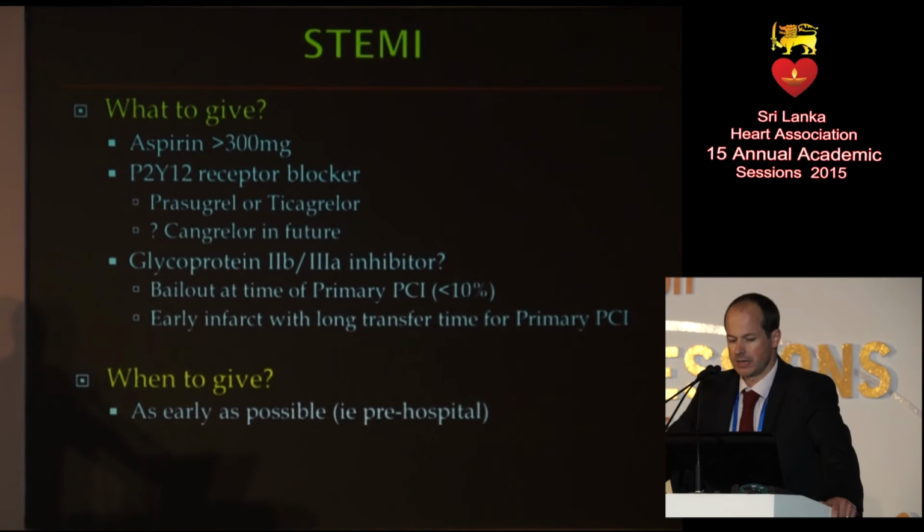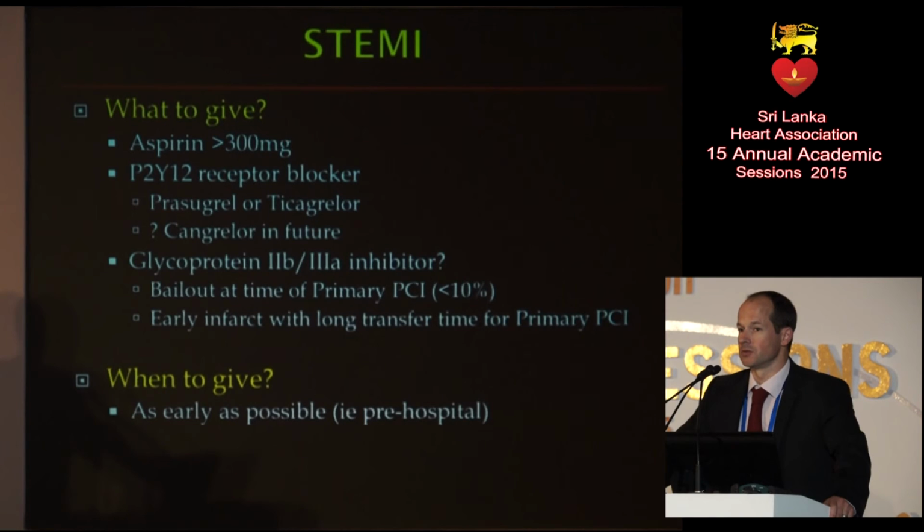In terms of glycoprotein inhibitors, we use it as bailout only in terms of primary angioplasty. We just use unfractionated heparin, dual oral antiplatelet therapy, and then give abciximab as bailout, and we use it in less than 10% of our primary PCI. It is certainly very reasonable and supported again by the European guidelines to give a glycoprotein inhibitor upfront in people with ST elevation infarcts who present early, typically within 3 hours of the onset of symptoms, and who have a relatively long transfer time until they're going to get their primary PCI.